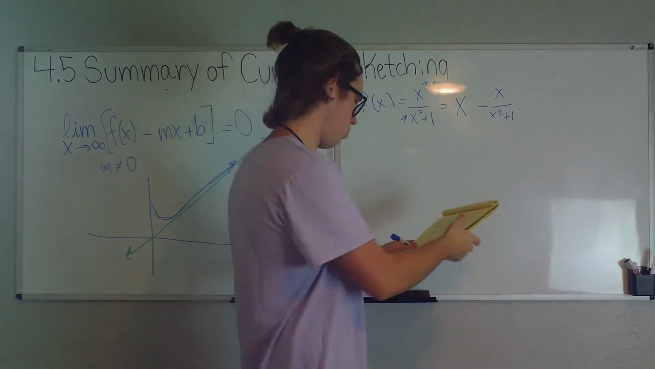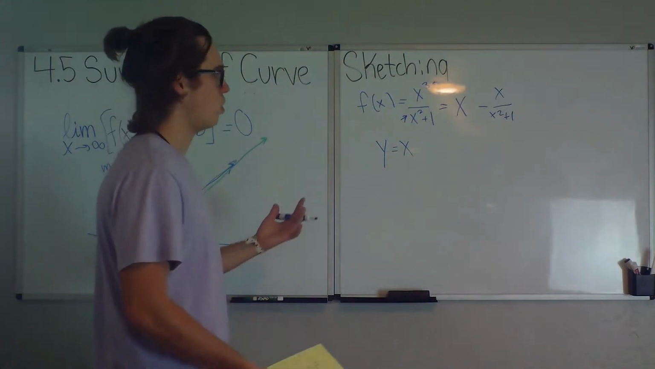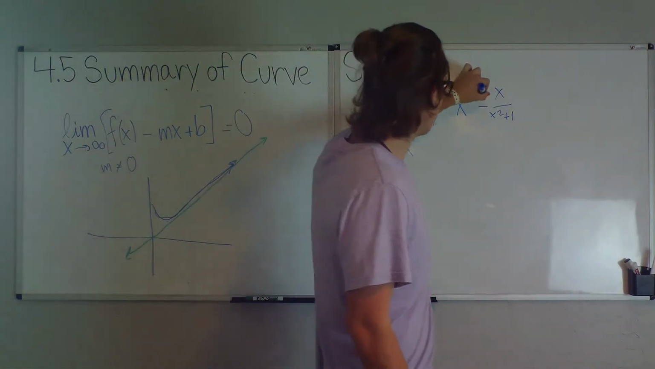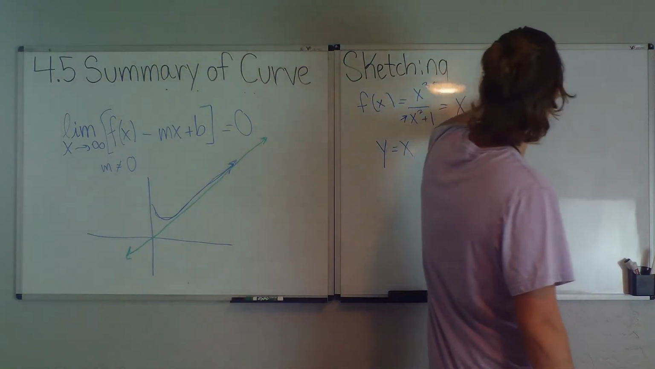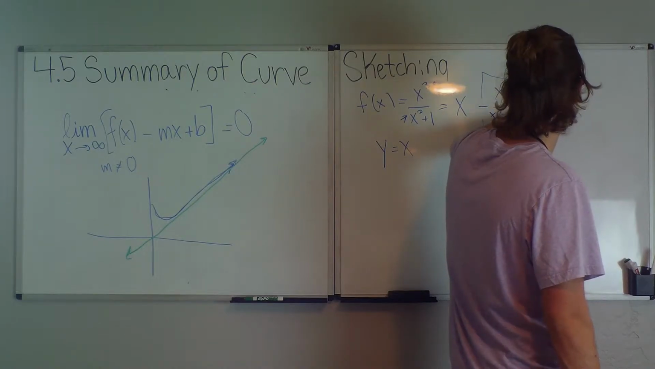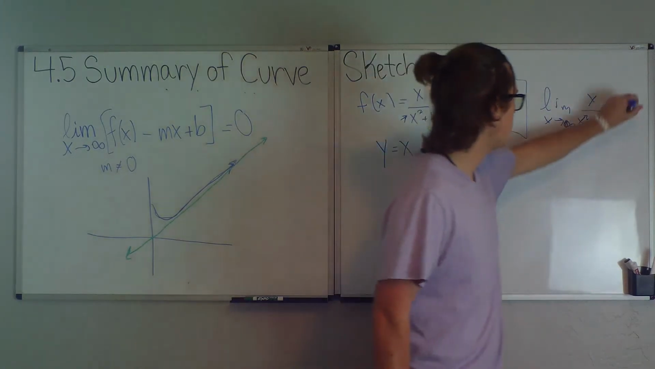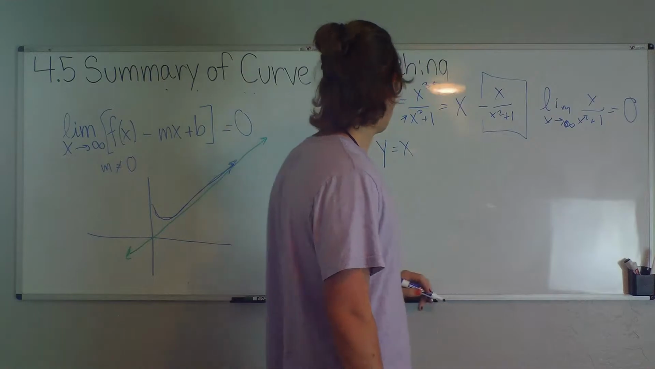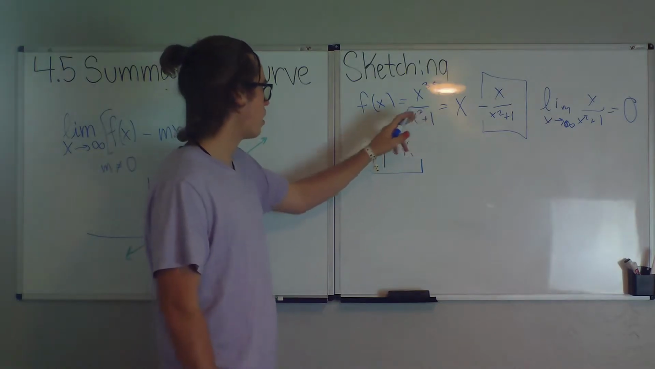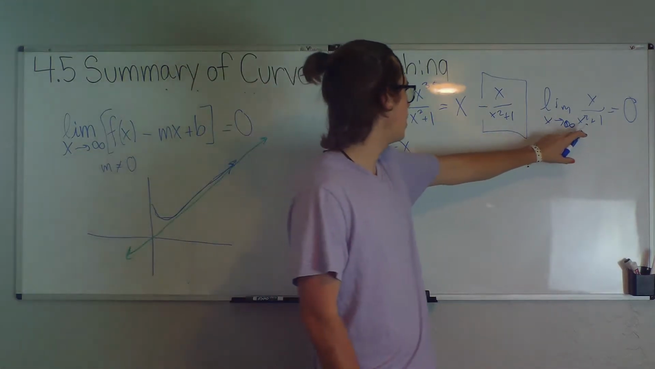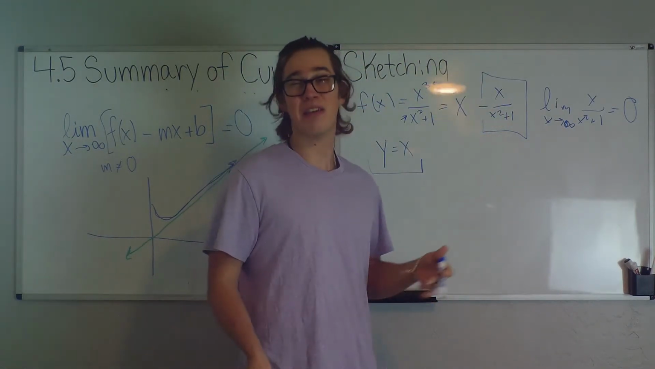Then we find that y equals x is our slant asymptote, right? Well, how do we get that? If we look at this, what is this? x over x squared plus 1. If we take the limit of x over x squared plus 1 as x approaches infinity, what do we get? 0. So as this moves to 0, our function moves to just be y equals x. f of x is just equal to x. As x goes to infinity, this part gets smaller and smaller and kind of fades to nothingness.